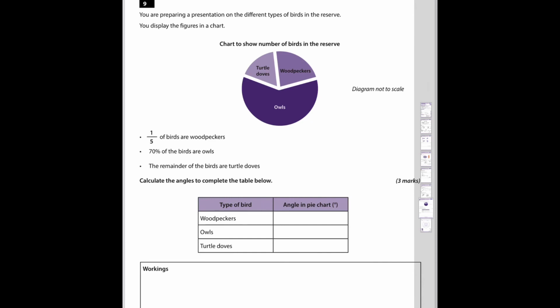So because we've got different calculations here, and really we could do with having one or other, the easiest way is to convert one of these to one of the others. So we've got a percentage, we've got a fraction. Now we know a fifth is 20%. So if we divided 100 by 5, that would be 20. So a fifth is 20%. So let's say 20% are woodpeckers, they're all birds.